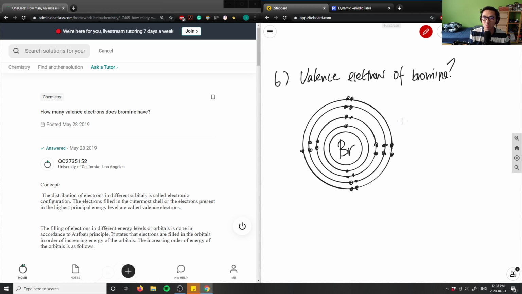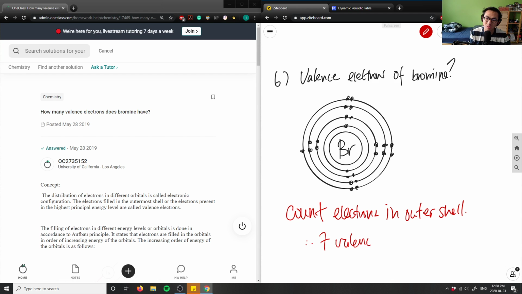And again, the question was, what are the valence electrons of bromine? You can simply count the electrons in the outer shell. Therefore, there are 7 valence electrons in bromine. This is using the grade 9 approach, where we use a Bohr-Rutherford diagram. If we were talking in the grade 12 context, we could write the electron configuration for bromine, and we could figure out that this also has 7 valence electrons. But I'm assuming this is asked in a grade 9 context here.